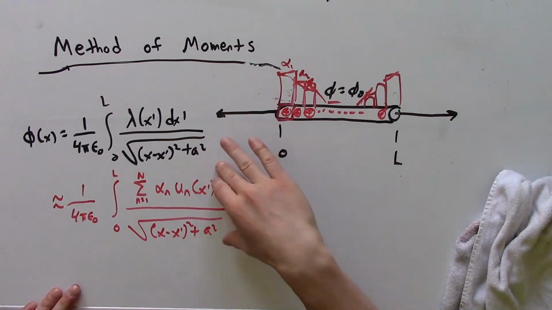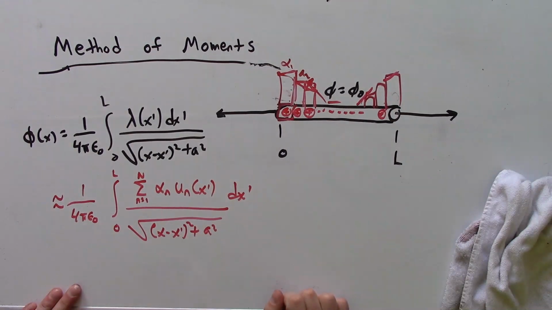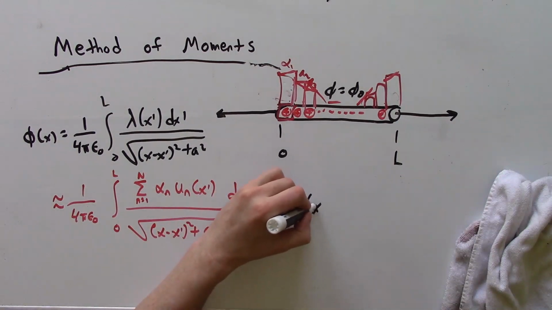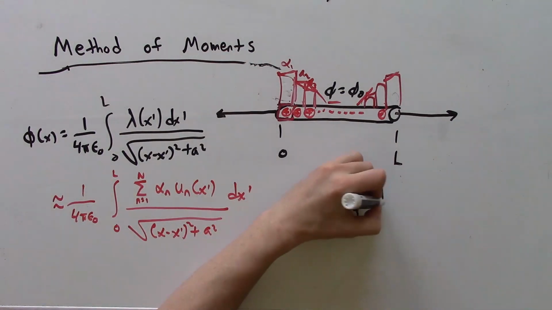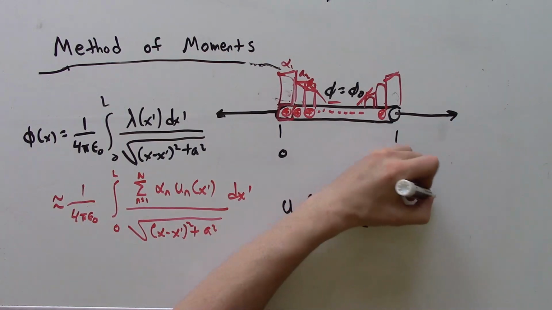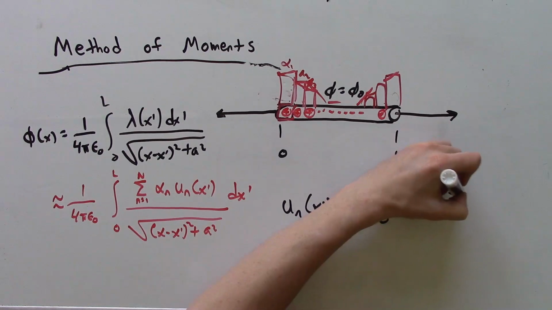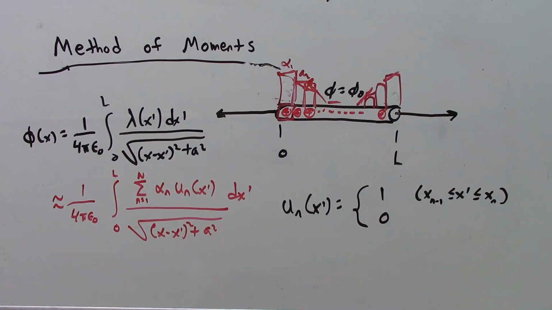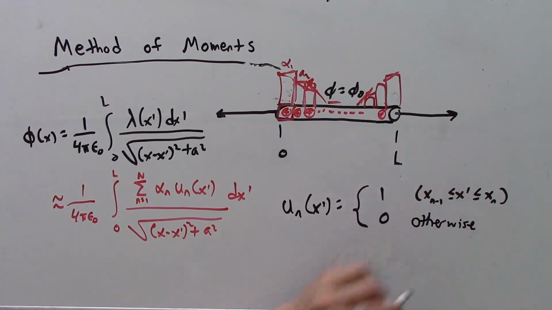Now remember, this basis function is going to treat the charge density as if it were constant across each little bit. So the way you write that out will look something like this. U sub n of x prime is equal to a piecewise function. It's going to be 1 for x sub n minus 1 less than or equal to x prime, which is less than or equal to x sub n, okay? And then this will be 0 otherwise. So what are these limits?